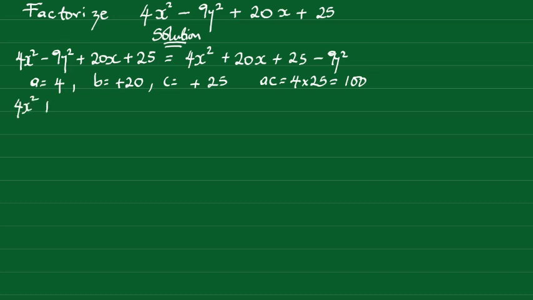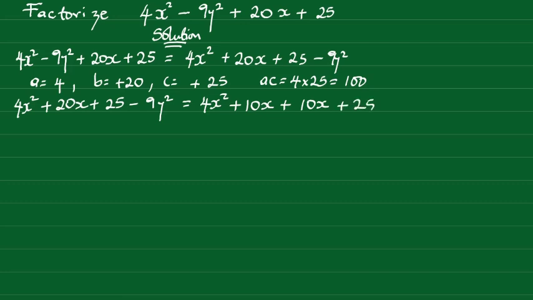Therefore, our expression 4x squared plus 20x plus 25 minus 9y squared is equal to 4x squared plus 10x plus 10x plus 25 minus 9y squared. We notice that 10x plus 10x take the place of 20x.